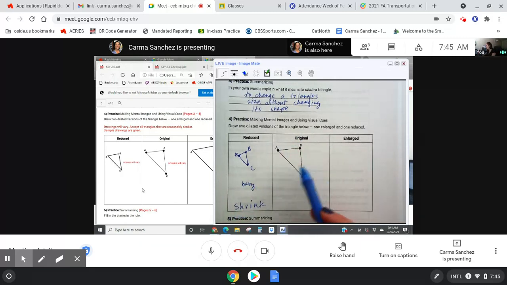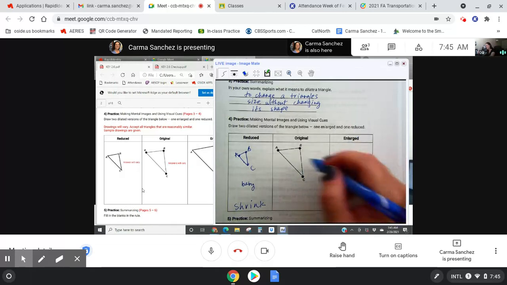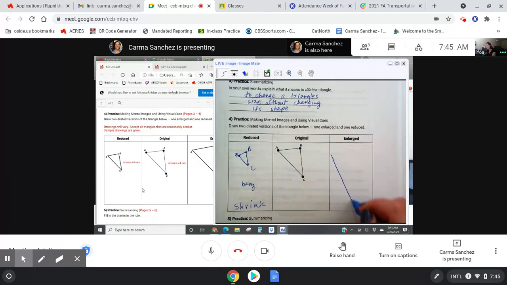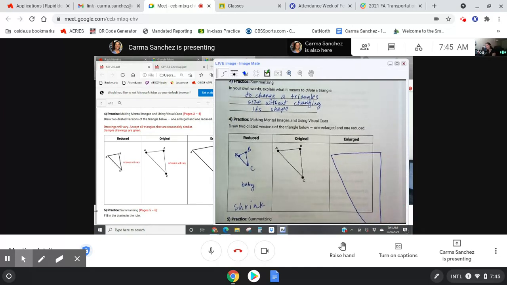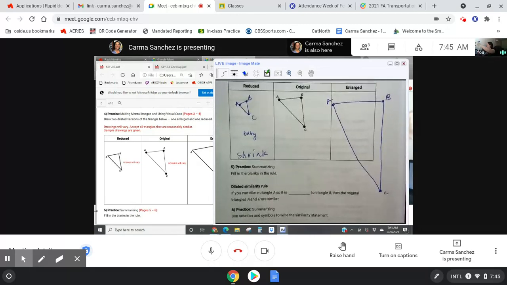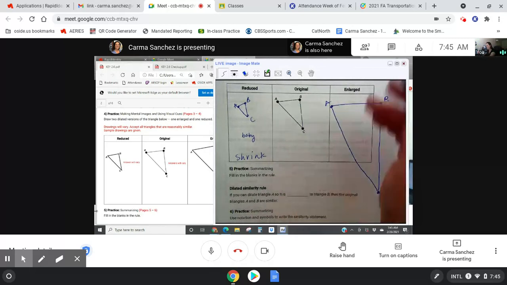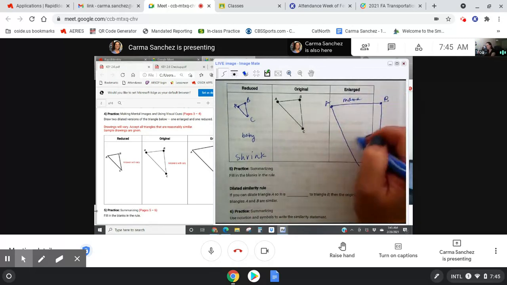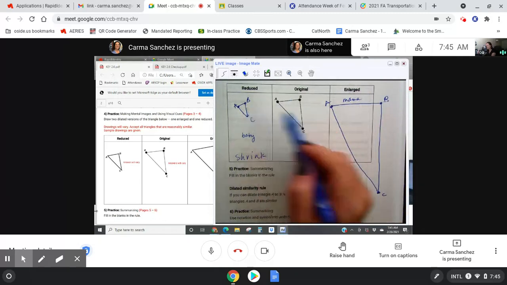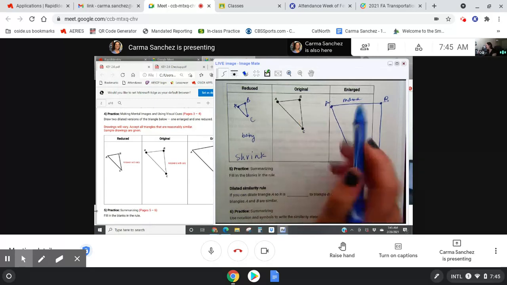And then if this was my original and we're talking about an enlarged one, picture this AC gets doubled in length, picture AB gets doubled in length, and picture that BC gets doubled in length. I don't know, something like this. I'm even going outside the box. Okay, so these are similar triangles. It's like a mama, a bigger triangle that's been enlarged, and a baby version of the original. They are still the same shape, but they are not the same size.